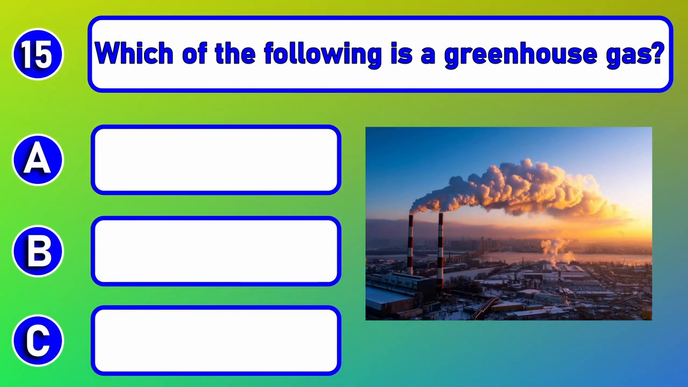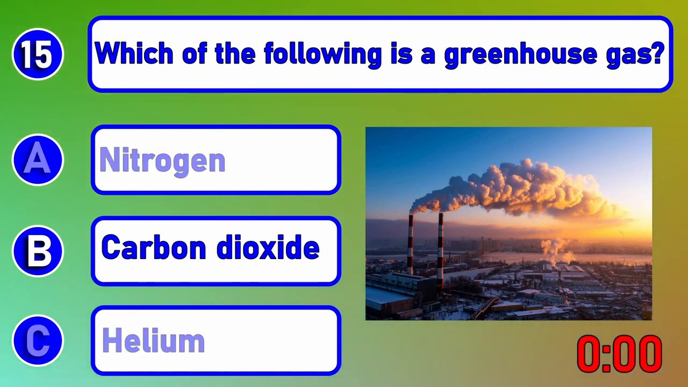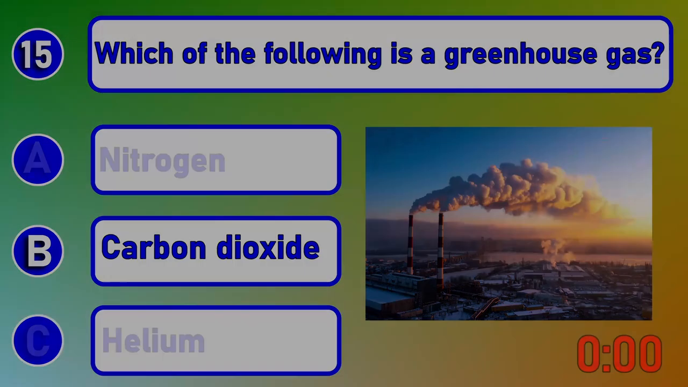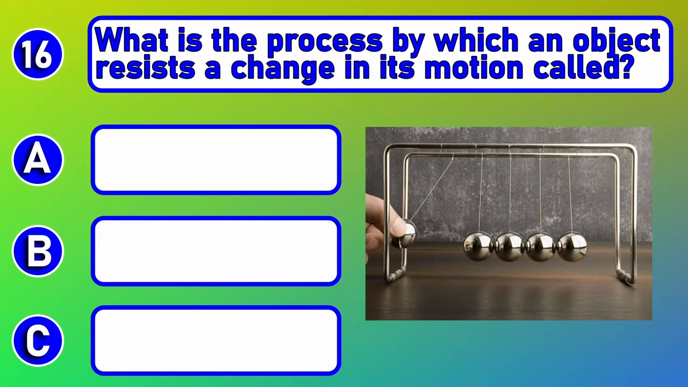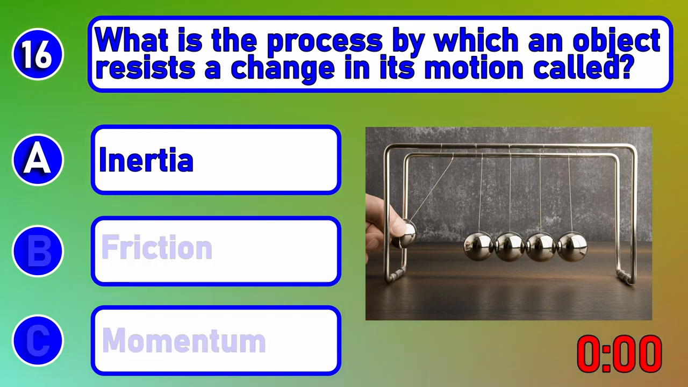Question 15. Which of the following is a greenhouse gas? Nitrogen, carbon dioxide, or helium? And that is B, carbon dioxide. 16. What is the process by which an object resists a change in its motion called? Inertia, friction, or momentum? And that is A, inertia.